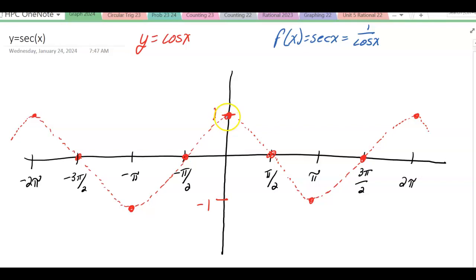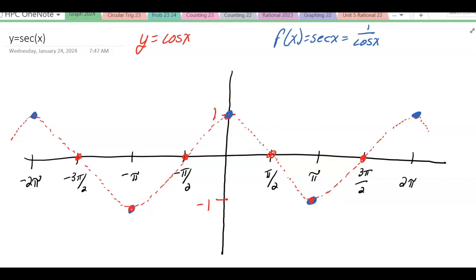Well, when the cosine is 1, the secant is also 1 because the reciprocal of 1 is 1, so this point is going to be on the secant. So also this other blue point and this other blue point. So the mins and maxes are going to be the same because the reciprocal of 1 is 1 and the reciprocal of -1 is -1. So the mins and maxes are identical.